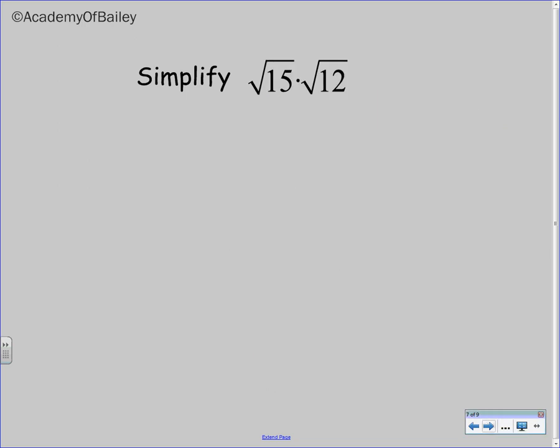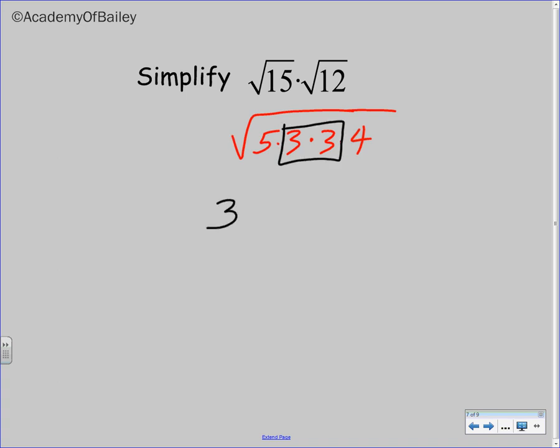Let's try this one on your own. You go ahead and try this one on your own. Pause the video and you can hit play, and then I'm going to work it out fairly quickly. Square root of 15 becomes 5 times 3. Square root of 12 becomes 3 times 4. And I like 4 because it's a perfect square. I also like this pair right here of 3's that comes outside.